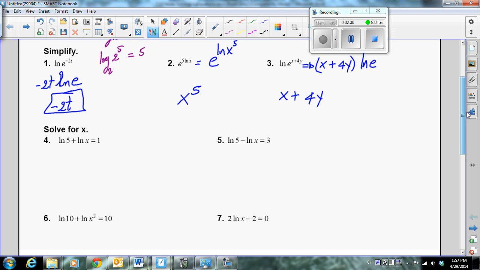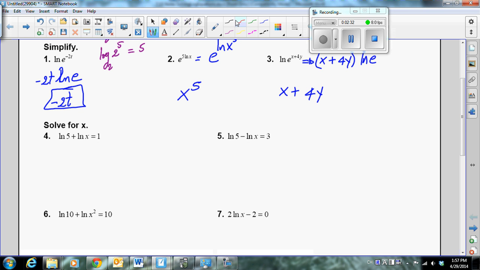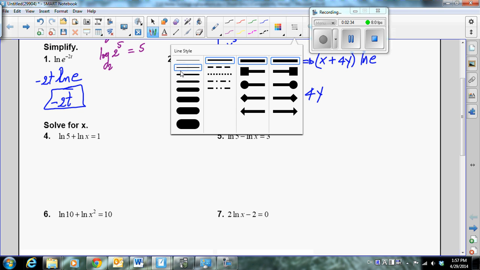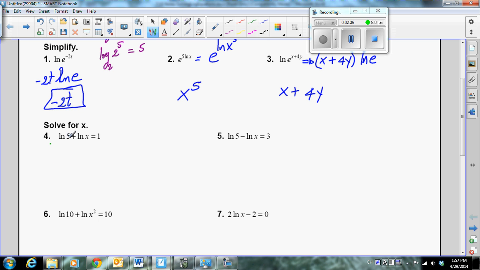All right. The next portion, instead of just simplifying, we will try to solve. So let's go ahead and solve the first one. I have natural log of 5 plus natural log of x equals 1. Just like in logs, I will first condense the first two natural logs, and it will give me natural log. The simple fact that I have a plus here means that I'm multiplying. Natural log of 5x is equal to 1.